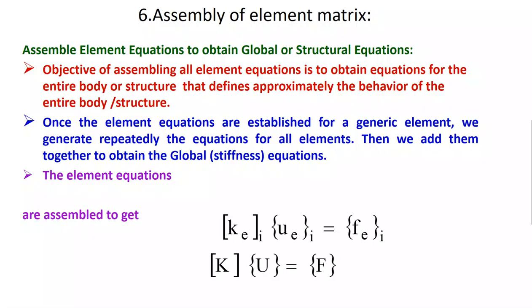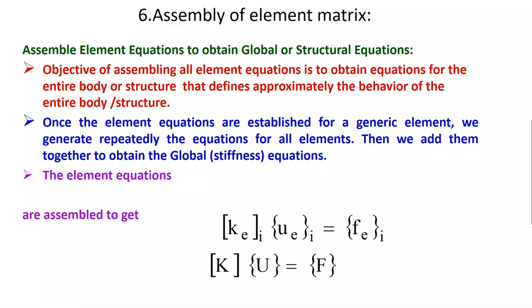The objective of assembling all the equations is to obtain equations for the entire body or structure that define approximately the behavior of the entire body or structure. So in this, we derive the equations for individual elements. Finally, we want to assemble all the element equations together to get the global equations of the entire structure or body. These equations will give the inputs from the structural side, and the behaviors will be based on the global equations.